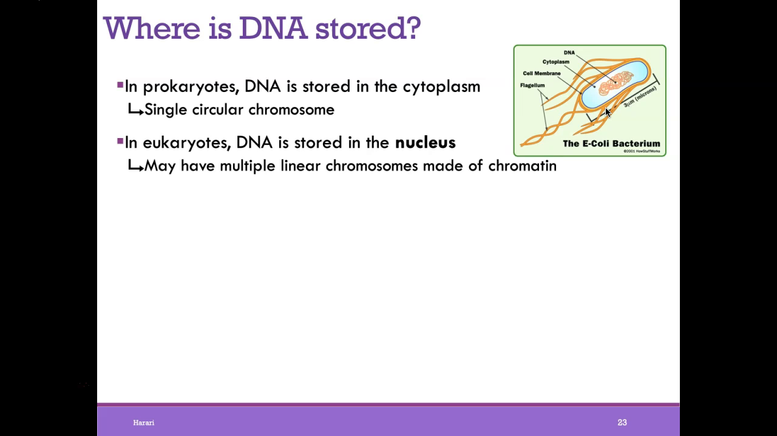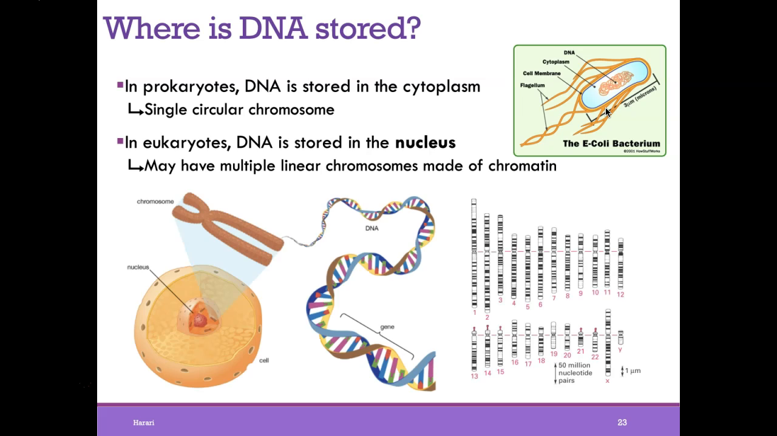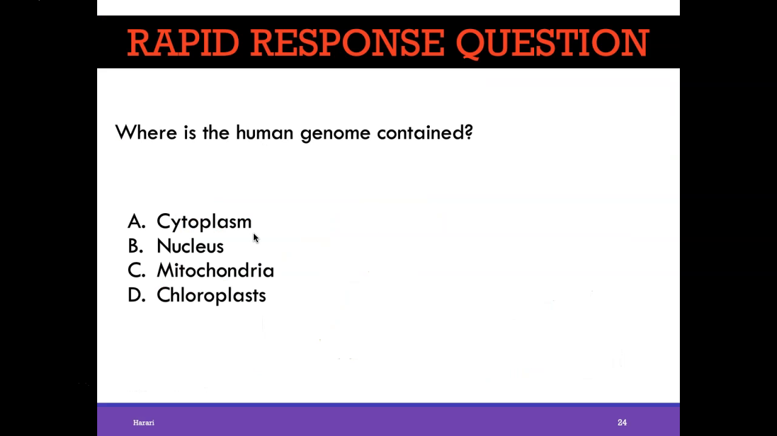In eukaryotes, DNA is stored in the nucleus. And eukaryotes may have multiple linear chromosomes made of chromatin. So the human genome looks something like this. We have 23 chromosomes, as shown here. You can have either an X or a Y from each set that you get from your parents. And we said genes are interspersed among chromosomes. All right, so we have many chromosomes with 20 to 30,000 genes spread amongst them. So you can pause here and answer this question.